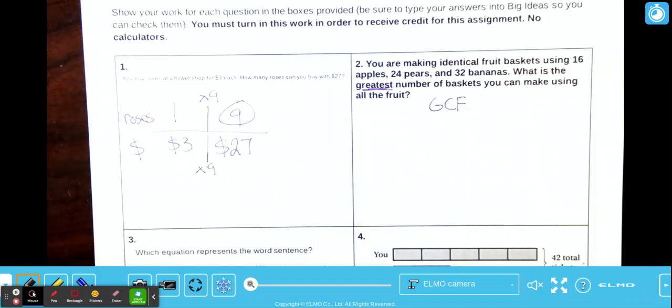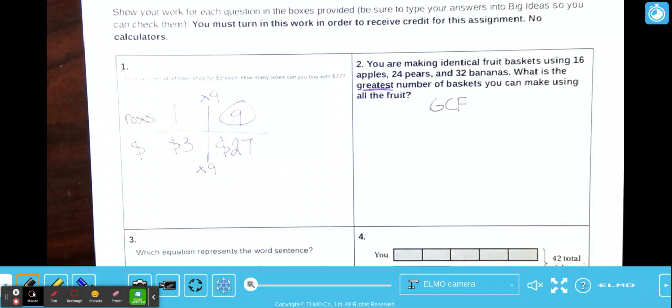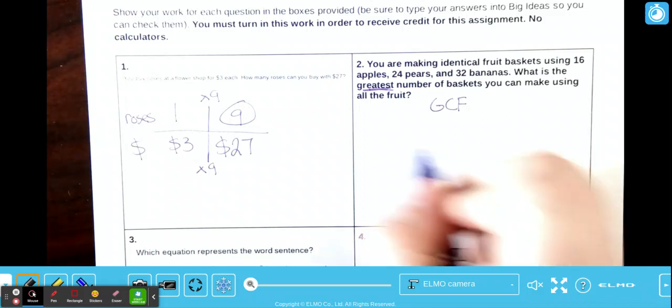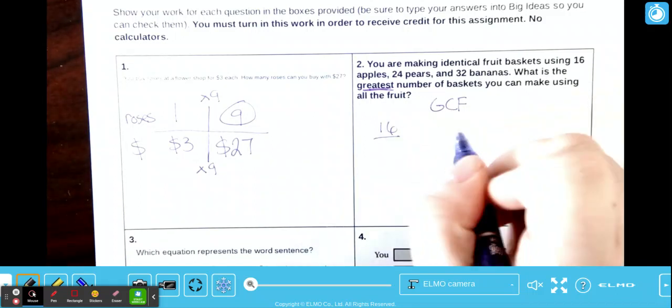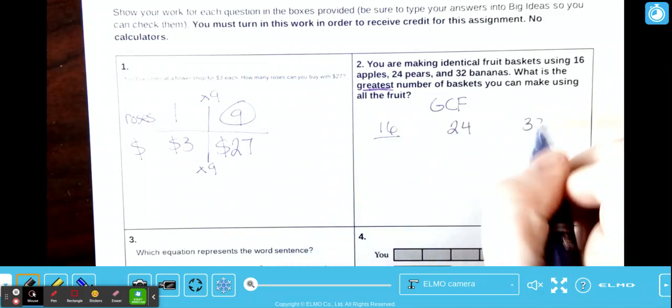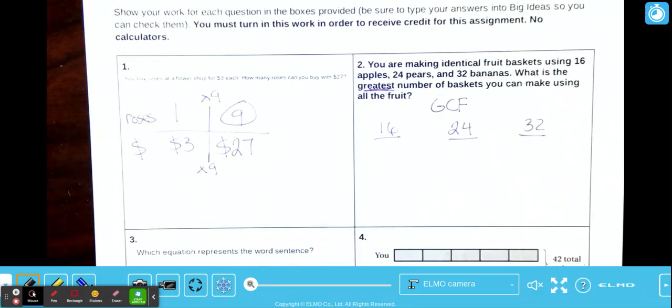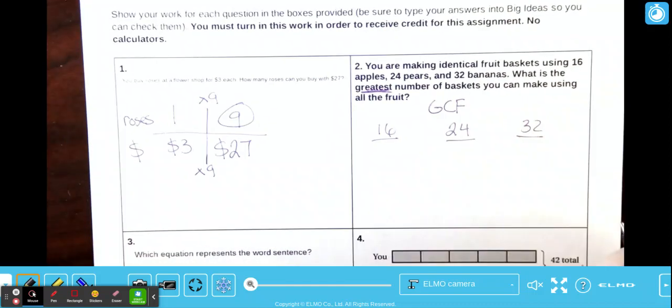Okay, so we're going to list off the factor pairs for all of these numbers, and the greatest one that we have in common is how many baskets we can make. All right, so 16, 24, and 32. Remember how with least common multiple, I told you that you could just start by listing off the greater number, and then if the smaller number worked, we were done? Same thing for greatest common factor. You start with your smaller number, list off your factor pairs, and then check those and see if they work for the bigger numbers. So what's my first factor pair of 16?